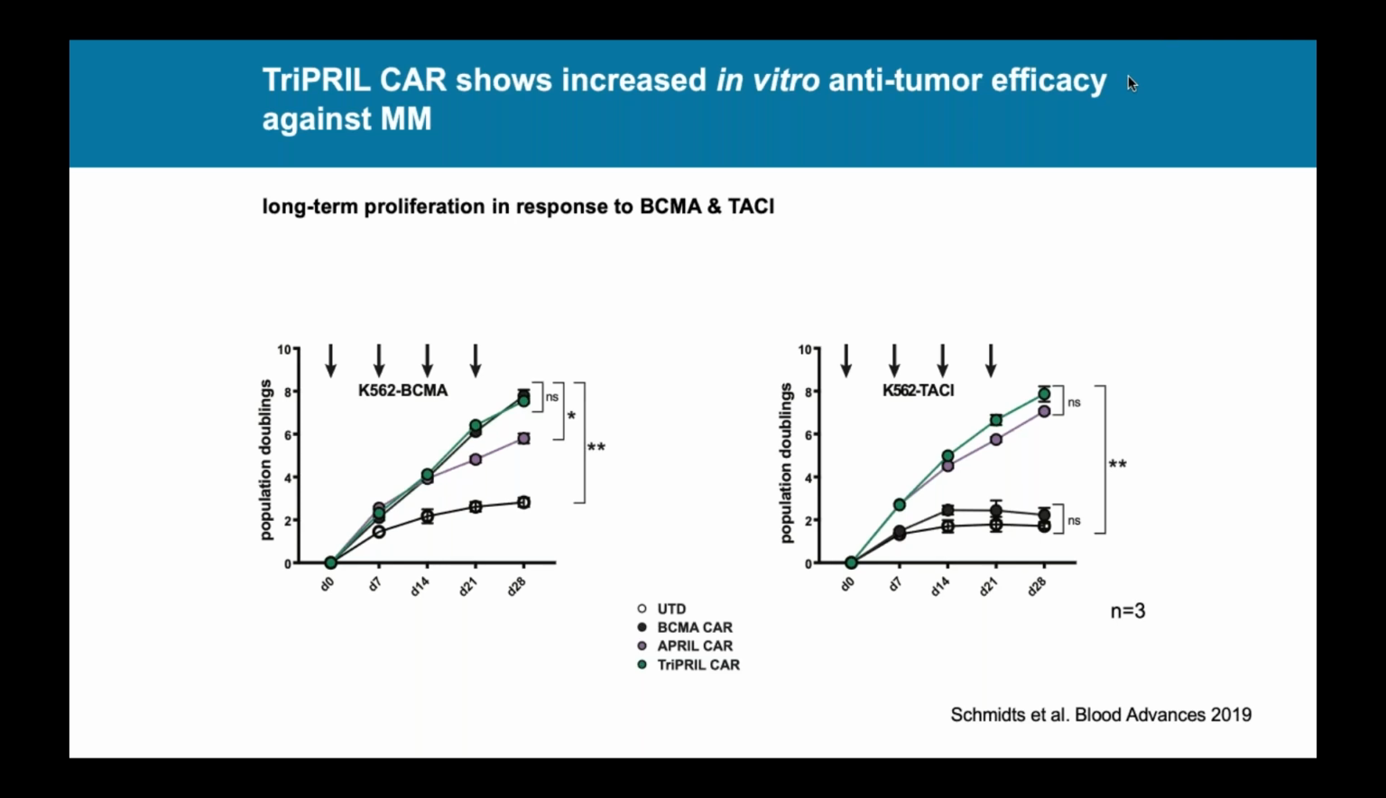And on the right side, when we were stimulating our CARs with target cells that were TACI only positive, we noticed that only TRIPRO CAR Ts and APRIL CAR Ts showed significant proliferation, while as expected, the BCMA CAR Ts did not grow by this stimulus.